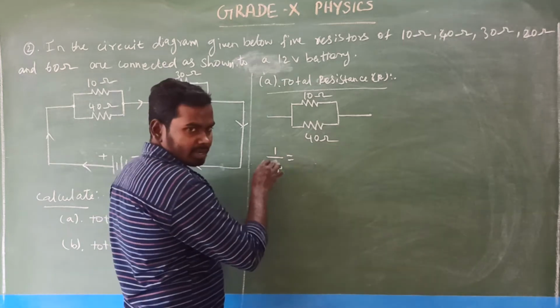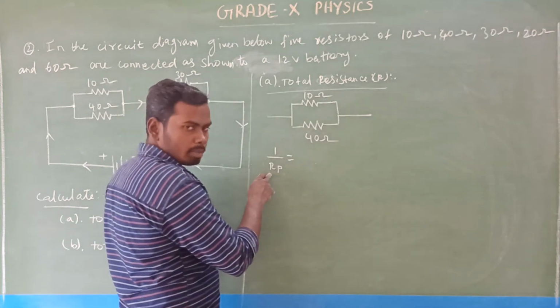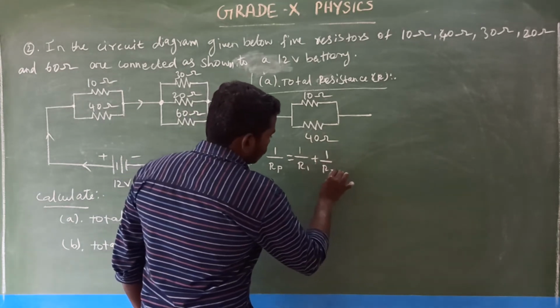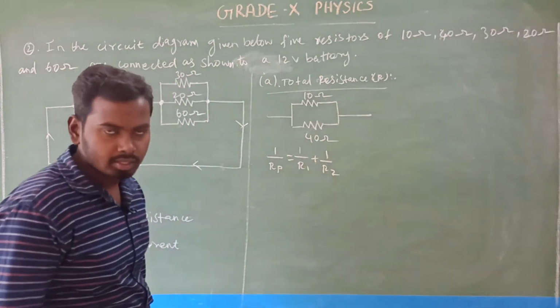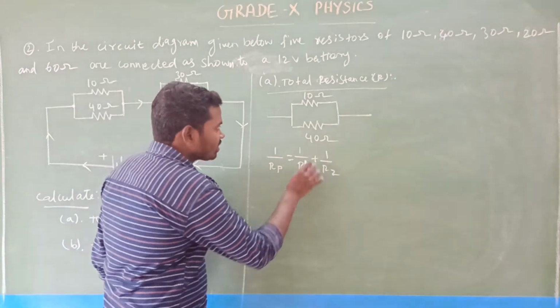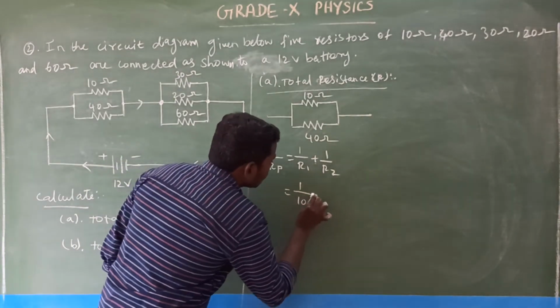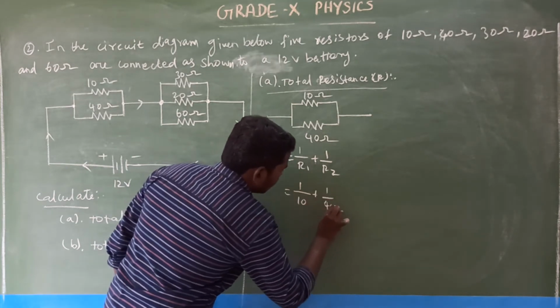Which means the reciprocal of total resistance Rp is equal to 1 by R1 plus 1 by R2. That is the formula, isn't it? Yes. So here what is R1 value? Consider this one R1 and that one R2. Yes, 1 by 10 plus 1 by 40.